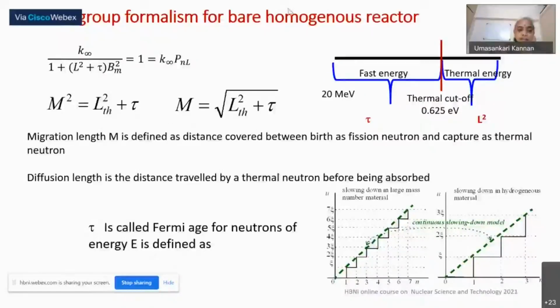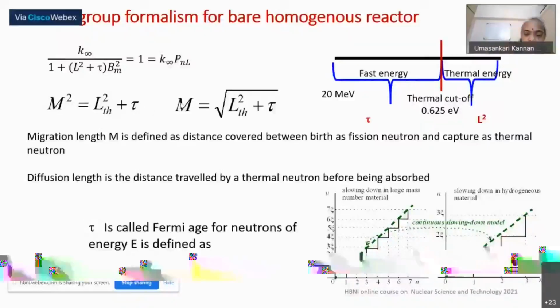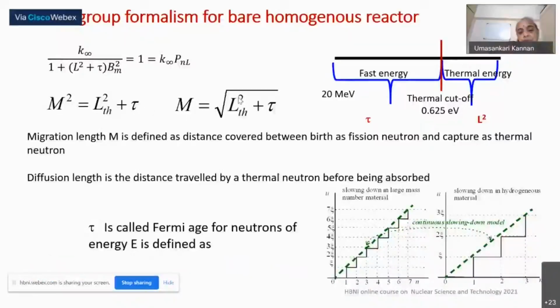And then finally, if we have this two group energy formalism for the neutrons, then we can write the criticality condition as k infinity divided by (1 plus L square plus tau) into Bm square. Here L square stands for the thermal neutrons and tau stands for the fast neutrons. This quantity L square plus tau is called the migration area, and the migration length is the root of L square plus tau.